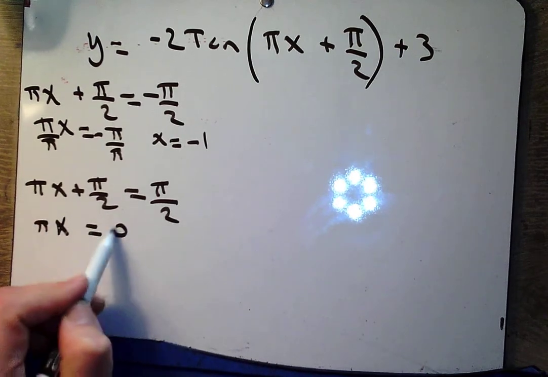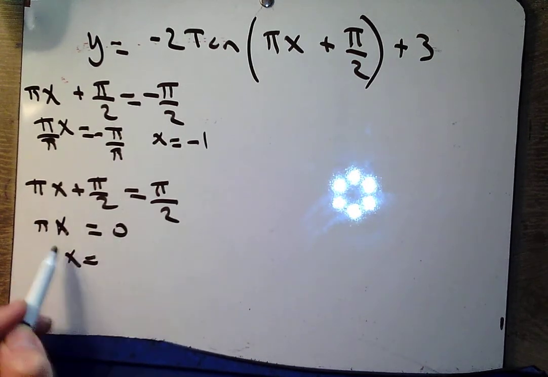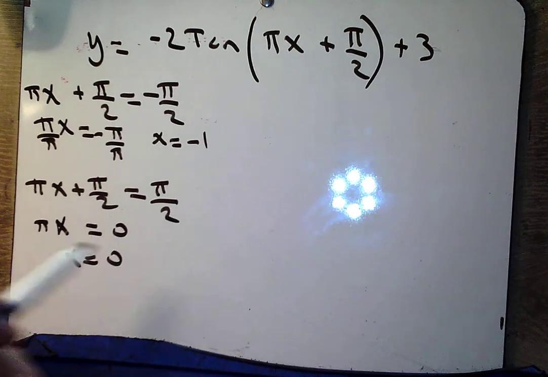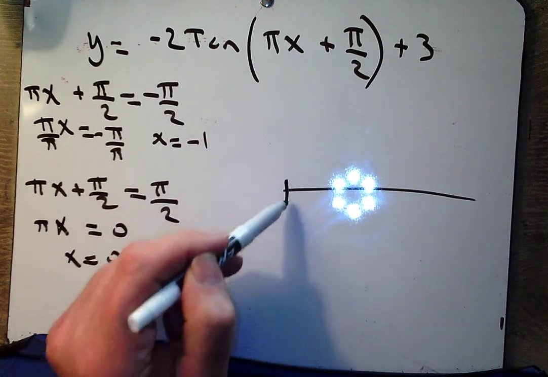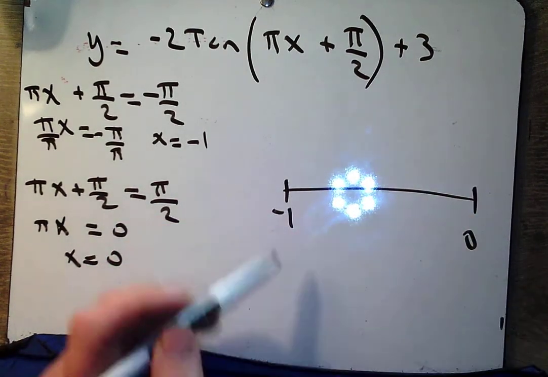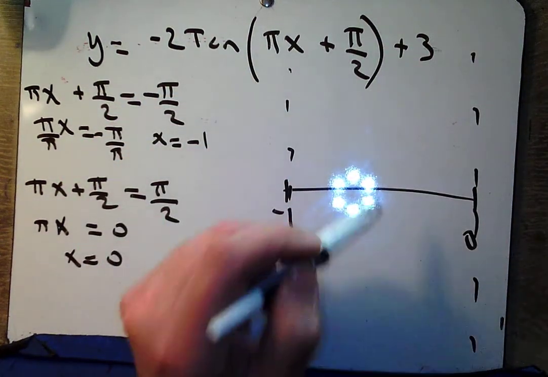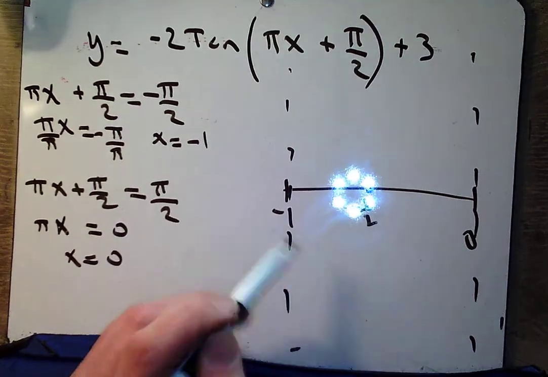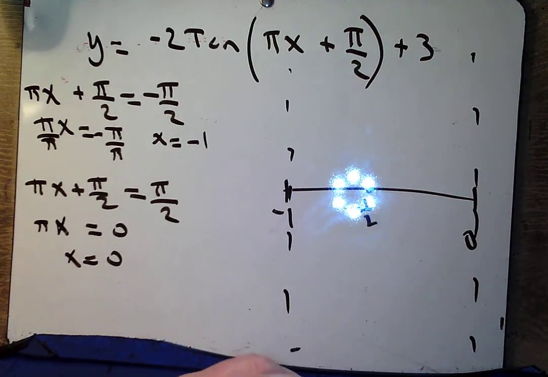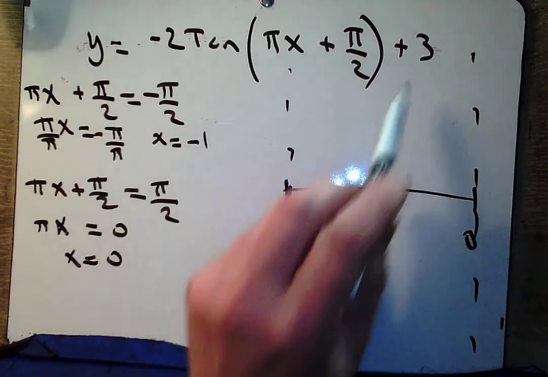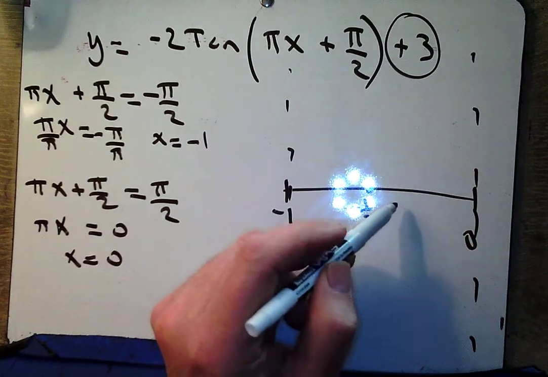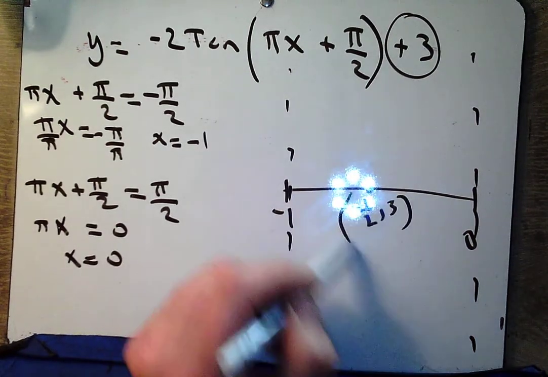So pi x equals 0. And when I divide both sides by pi, I get x equals 0. So my period goes from negative 1 to 0. Got my vertical asymptotes. We know that halfway in between 0 and negative 1 is negative 1/2. And the y value here is our sinusoidal axis value, that 3.